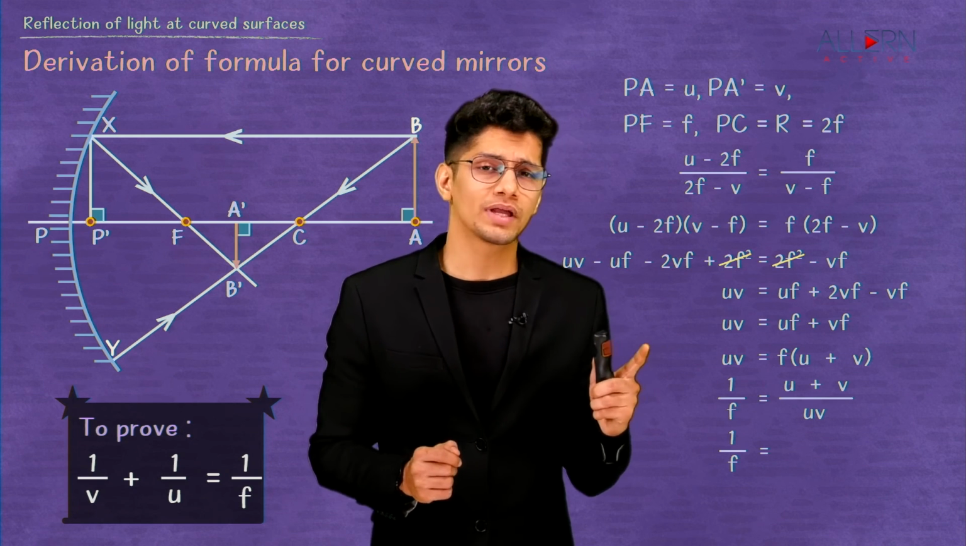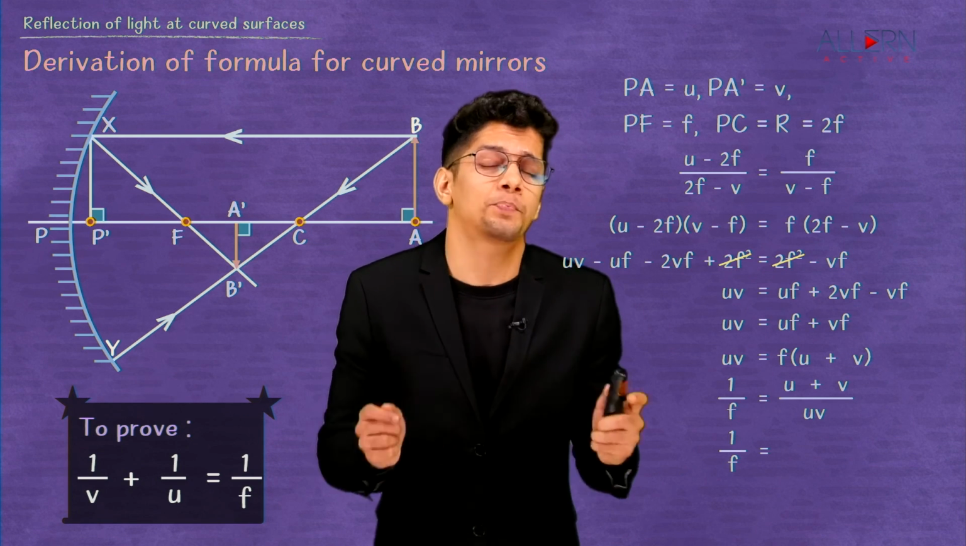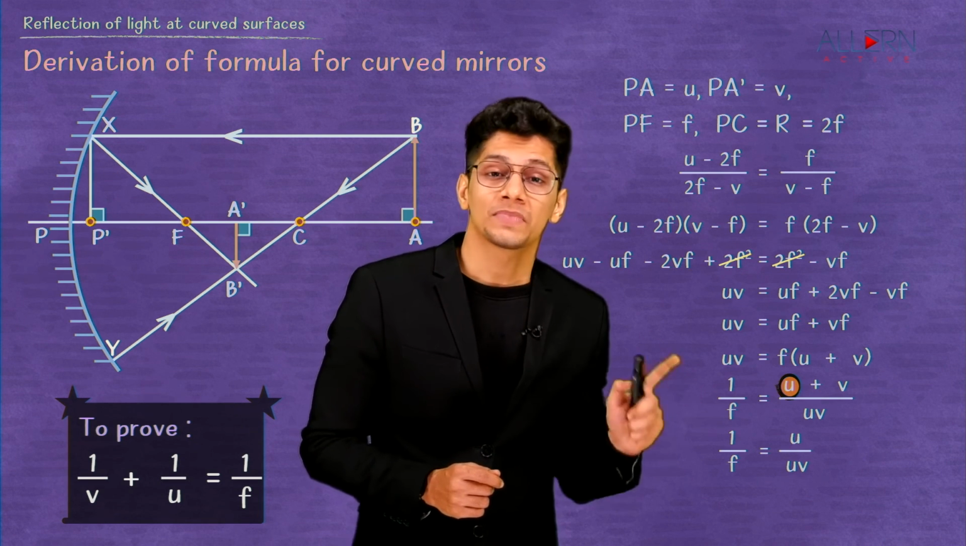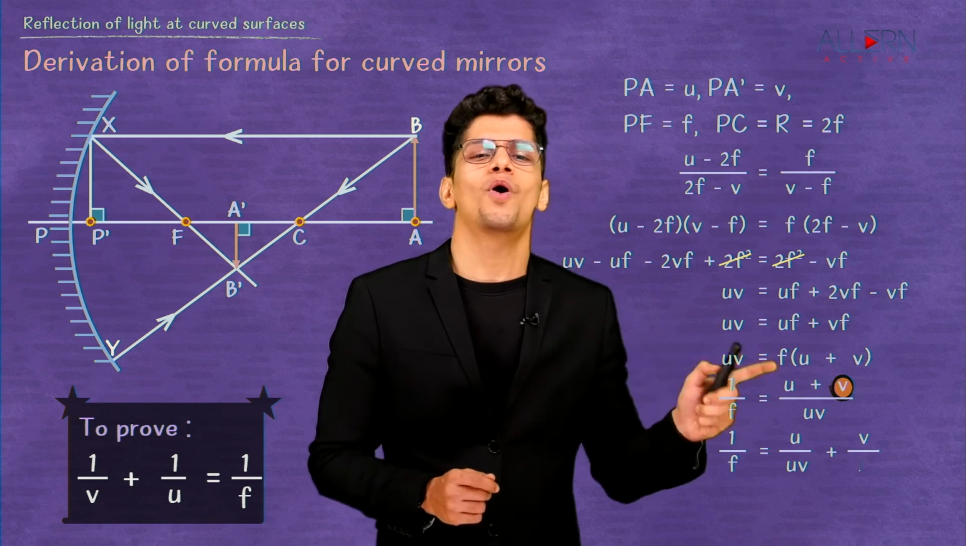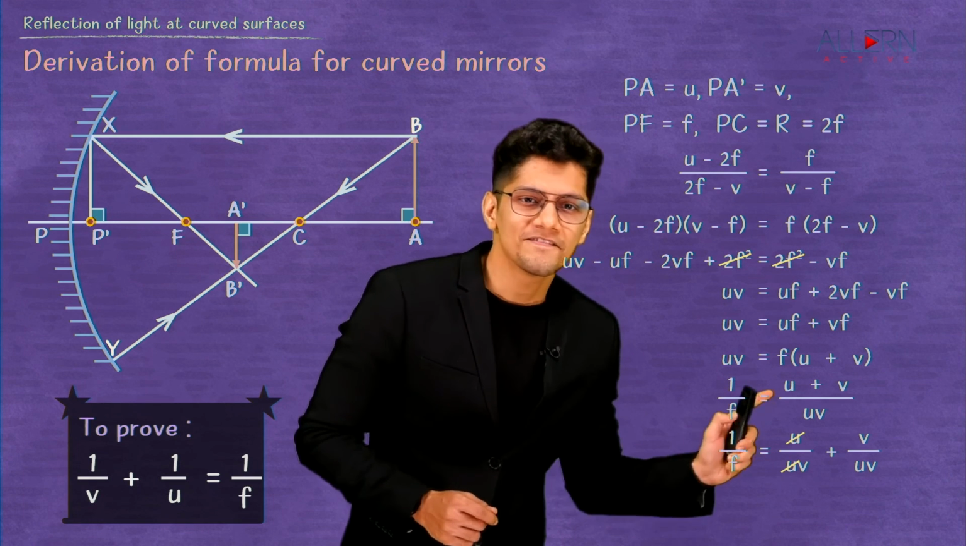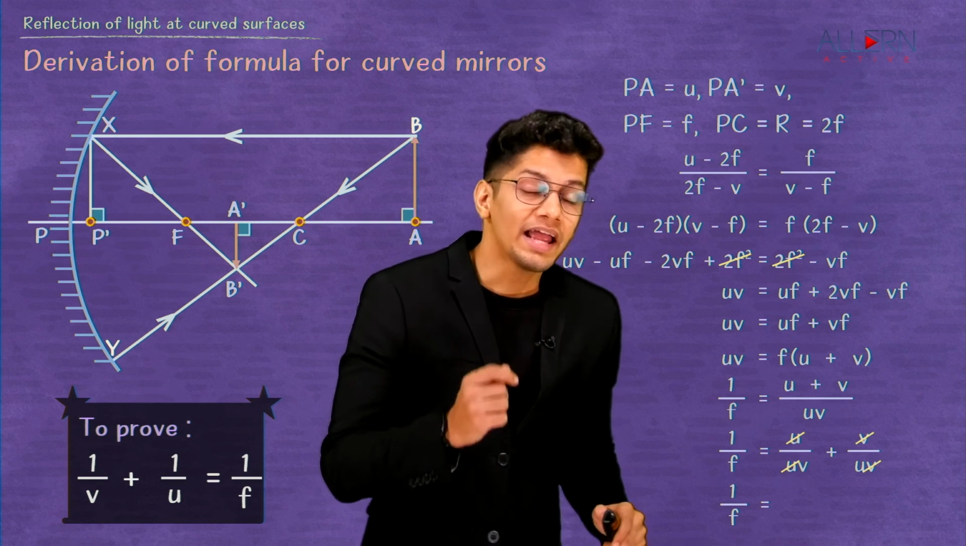On the right hand side you can see that we have the base, the denominator, common. That means we can split the numerator. So we have u upon uv plus v upon uv. So u and u gets cancelled, v and v gets cancelled. What remains is 1 upon f equal to.